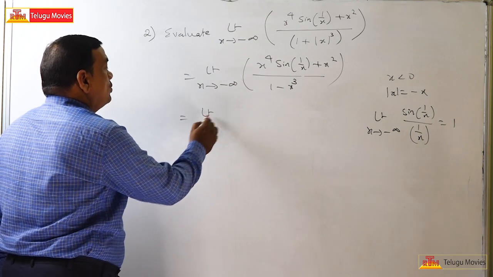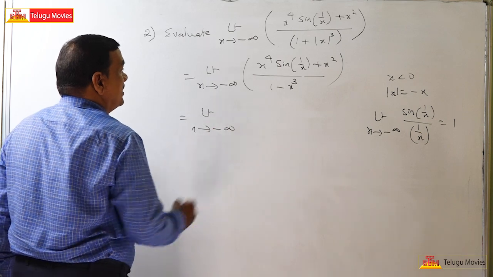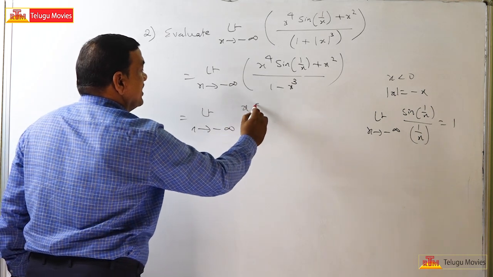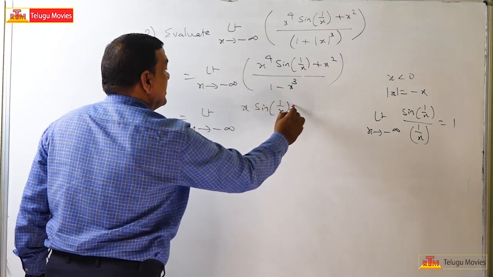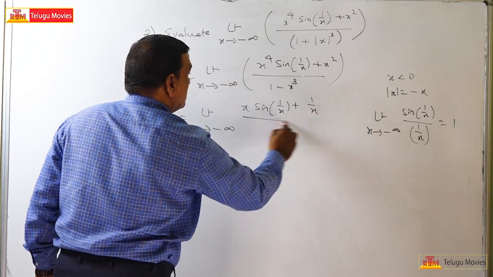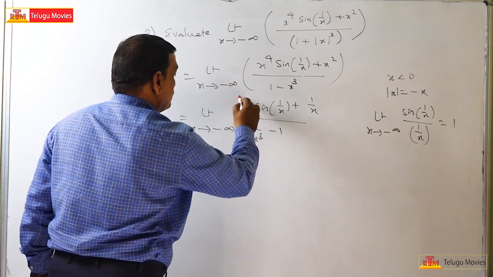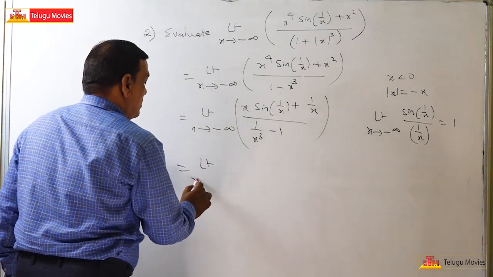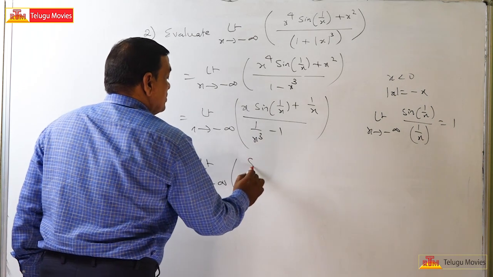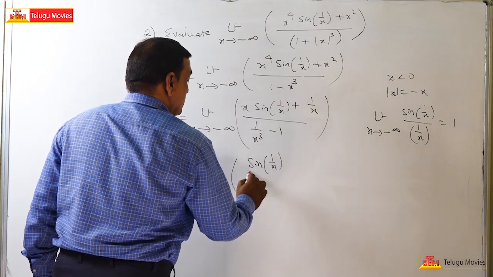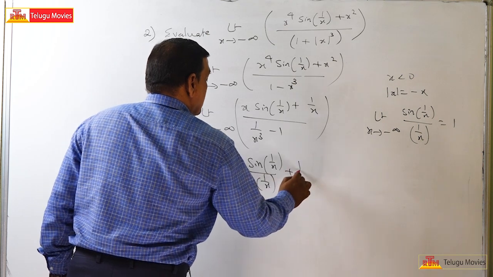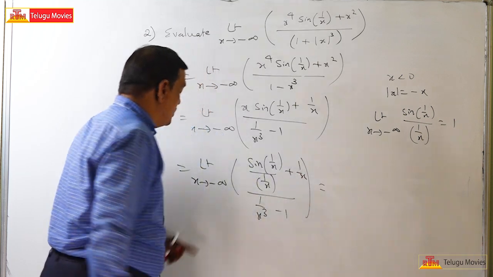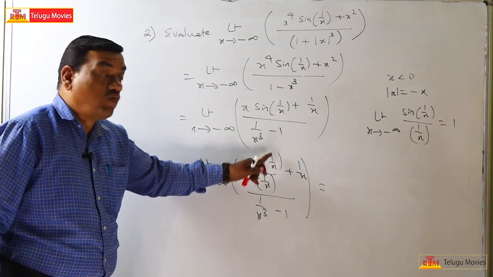So this is equal to limit x tends to minus infinity, dividing by x cube: the numerator becomes x into sine of 1 by x, which is sine of 1 by x upon 1 by x, plus 1 by x, and the denominator becomes 1 by x cube minus 1. So the limit is (sine of 1 by x upon 1 by x plus 1 by x) upon (1 by x cube minus 1).